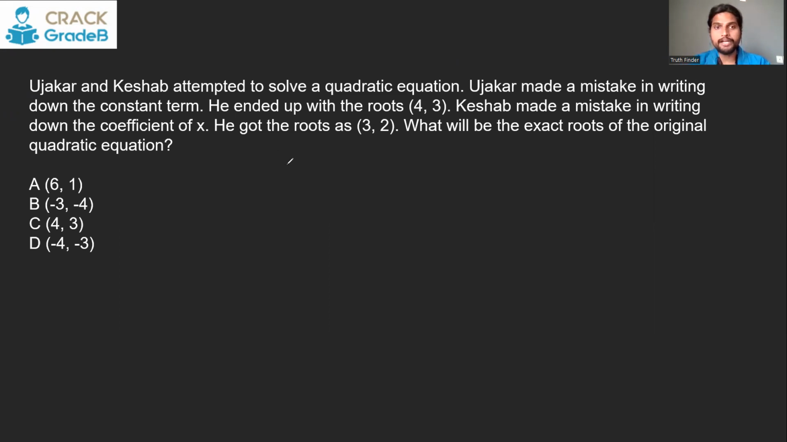So let's say the original quadratic equation is ax square plus bx plus c is equal to 0. The first person made a mistake in writing down the constant term. That means instead of c, he wrote down something else. So he wrote down that quadratic equation as ax square plus bx, but instead of c, he wrote something else. So we'll write c1. So for the first person, this is how the quadratic equation looks.